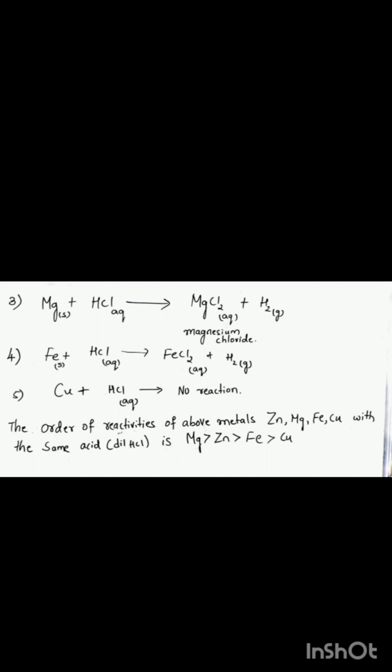But in the fifth reaction, the reaction is not going to take place, meaning copper is not going to displace hydrogen from the dilute acid. So, this shows that all the metals do not react with the same acid with the same vigor, which is due to the different reactivity of metals towards acid.